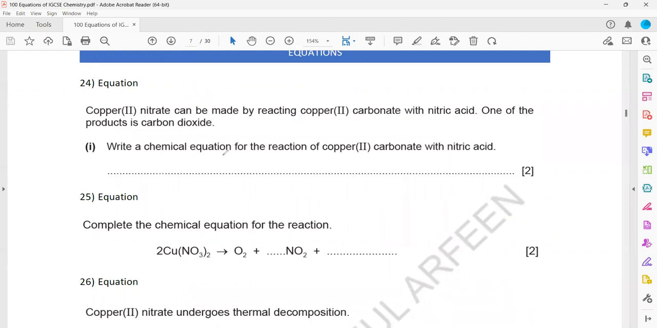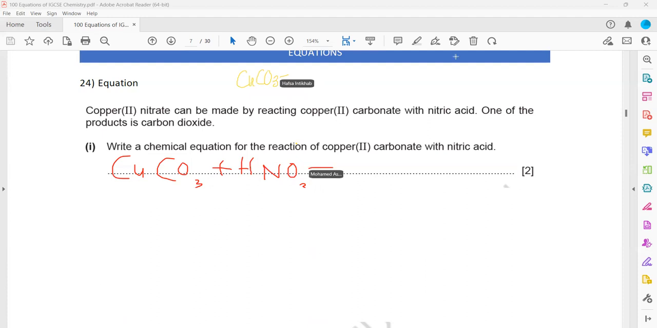First one, copper nitrate is made by reacting copper carbonate with nitric acid. One of the products is carbon dioxide. Write a chemical equation for the copper carbonate reaction. So copper carbonate, what is the formula? You can use any part of the screen to complete this. So copper carbonate, first thing, writing a correct formula.